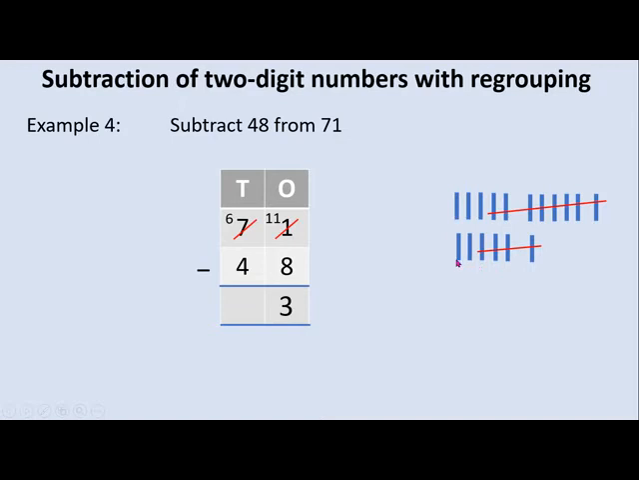The remaining lines which are not crossed is 1, 2. Therefore 6 minus 4 is equal to 2. Looking at the whole numbers now, we were asked to subtract 48 from 71. The difference or the answer for this is 23. That means when 48 is subtracted from 71, the answer you get is 23.